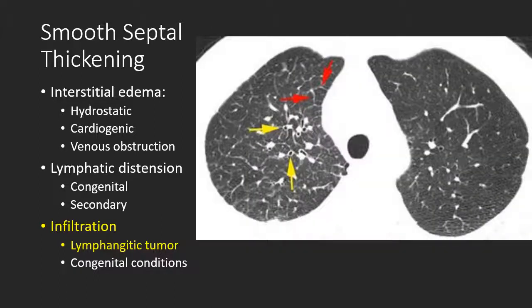Here's an example of a CT of lymphangitic carcinomatosis. There's really not much specific here on the CT. We can see again that there's areas of smooth septal thickening. There's a little bit of bronchovascular thickening. Again, that's another interstitium that can be thickened.